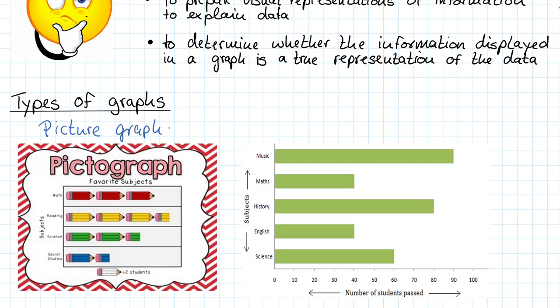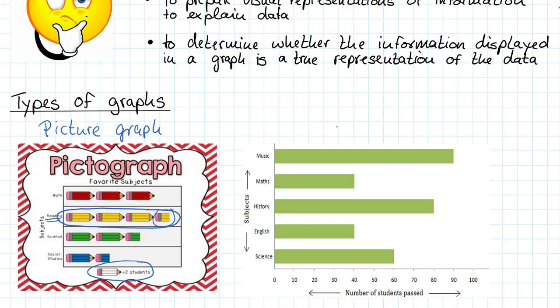A picture graph needs to have a key, which explains what the symbols stand for. So we're having a pencil here, and that symbol stands for 2 students. That means if you're having half a pencil, that would stand for 1 student. Looking at this, it's about favorite subjects of students. If we look at the yellow pencils here, that stands for 7 students, and that is the number of students who say reading is their favorite subject.